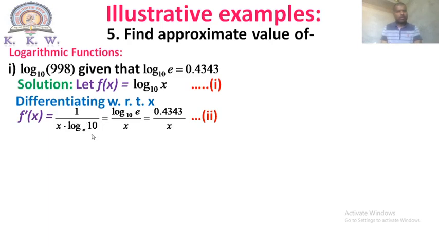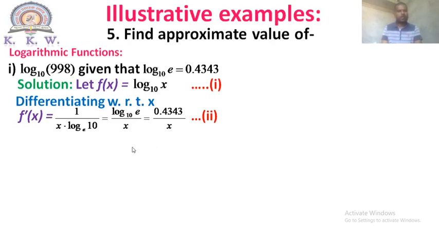Now, log 10 to the base e, on simplifying, you will get log e to the base 10, interchanging number and base. When the denominator goes to the numerator of a logarithmic function, the number and base get interchanged, by the rule of logarithm. Therefore, f dash of x is equal to log e to the base 10 upon x. But the value of log e to the base 10 is already given, that is 0.4343. Therefore, f dash of x is equal to 0.43 upon x.